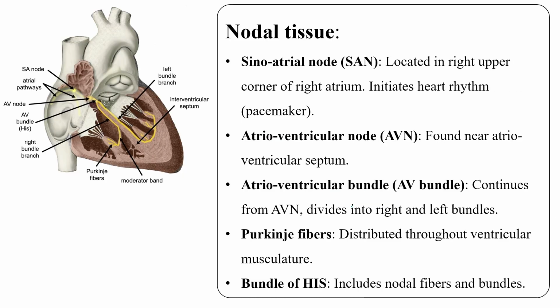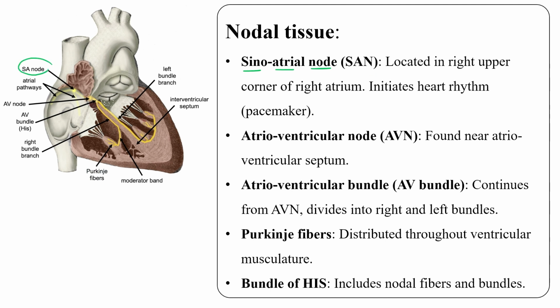Now let's discuss nodal tissue. Different types of tissue, with different structures, are present in our heart. First one is known as sinoatrial node, or SA node. SA node, or SAN, or sinoatrial node.